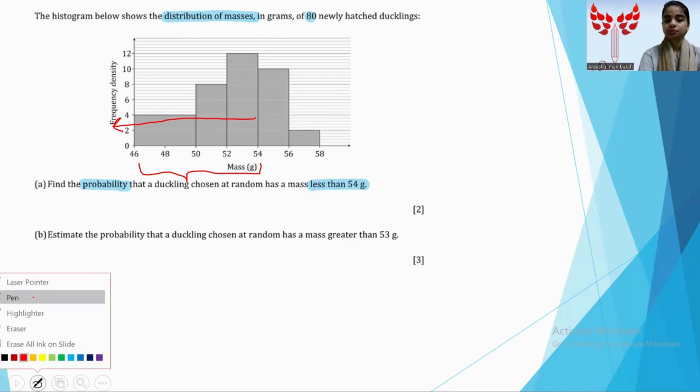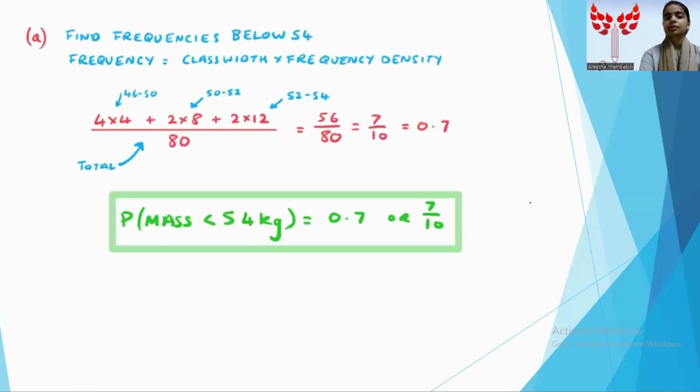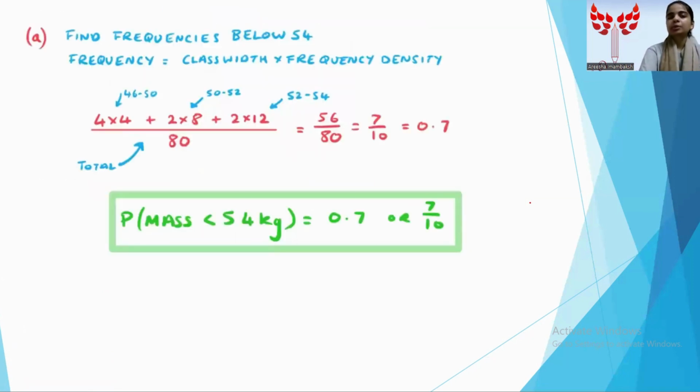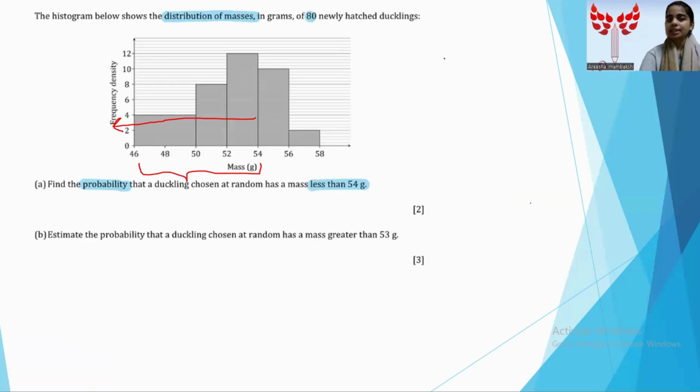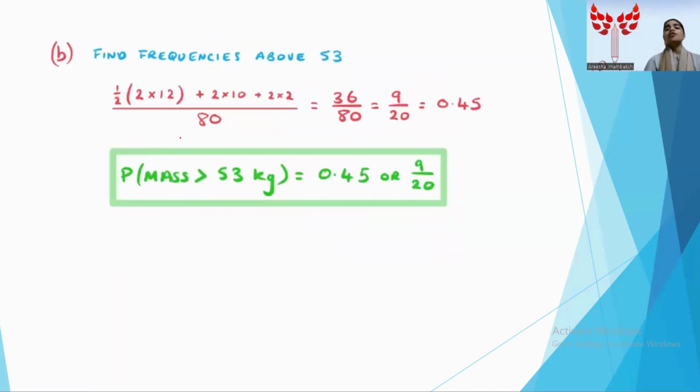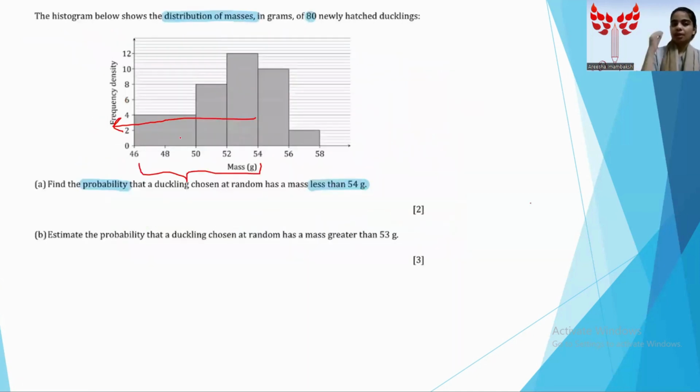It's quite simple here. You need to add the probabilities. Either it can be 46 to 50, 50 to 52, or 52 to 54. All three are options, so either it can be one of them. You'll add all the probabilities. The total outcome is 80, that's where you get it from. This is frequency density, so the frequency density times class width will give you the frequency. So 4 times 4 is 16, 2 times 8, and then 2 times 12. That's how you get a probability of 0.7. Very simple.